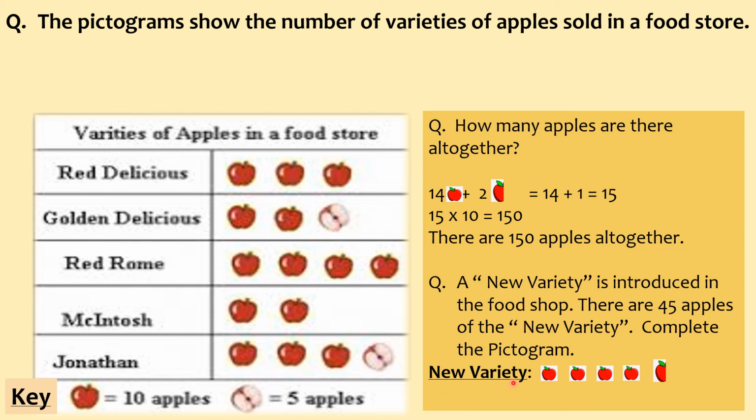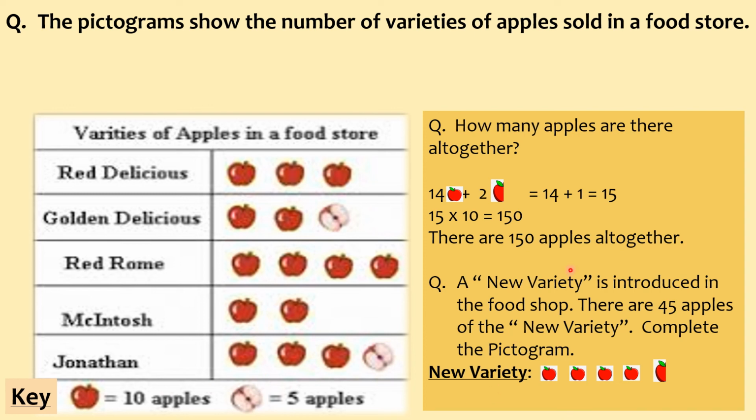I have shown the answer here so that I don't need to make any changes in the pictogram, but whenever you are doing this in your copy, you'll have to write the new variety here in the varieties column, and the picture should be made somewhere here, below Jonathan. I don't have space below Jonathan, that's why I could not draw it, but below Jonathan you should have written a new variety and then drawn the apples here. So how would you draw it?